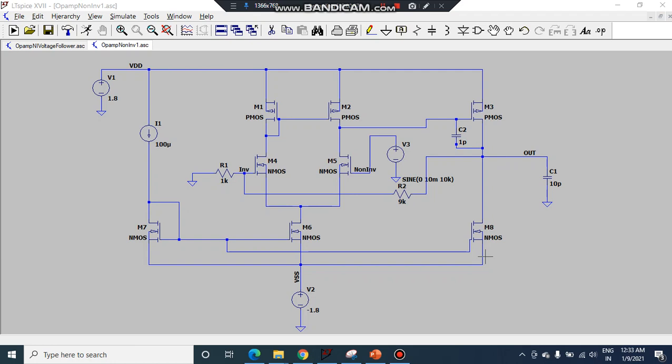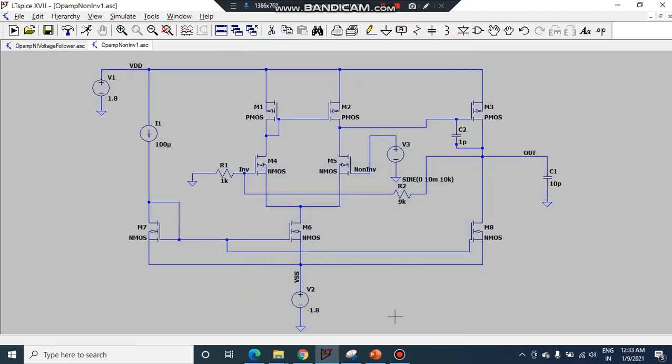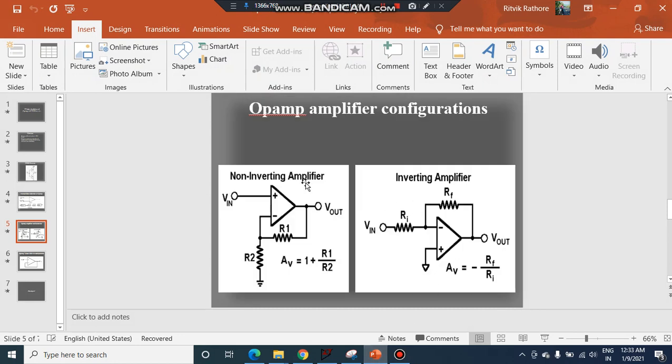So let us see the configuration of a non-inverting amplifier. So the input is being applied at the non-inverting terminal, while the feedback is available from the output node to an inverting node, and then there is another resistor which is connected to ground with the gain equal to 1 plus R1 by R2. That is 1 plus feedback resistance divided by the resistance which is connected to ground.